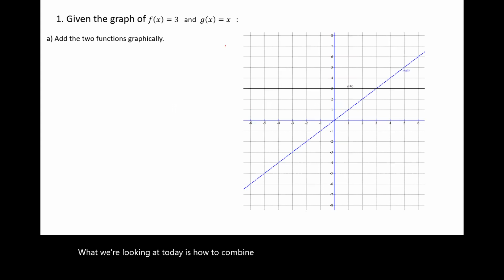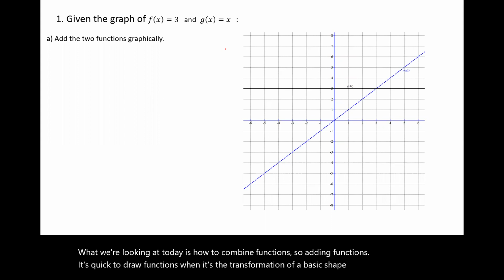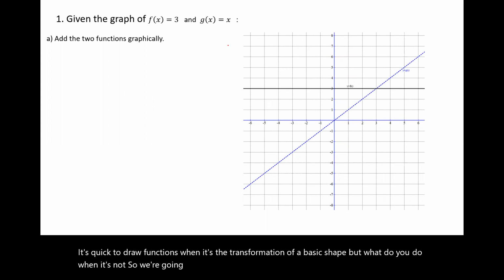What we're looking at today is how to combine functions. So, adding functions. It's quick to draw functions when it's a transformation of a basic shape, but what do you do when it's not? So we're going to take some shapes we know, work with these, and see how to add functions graphically.